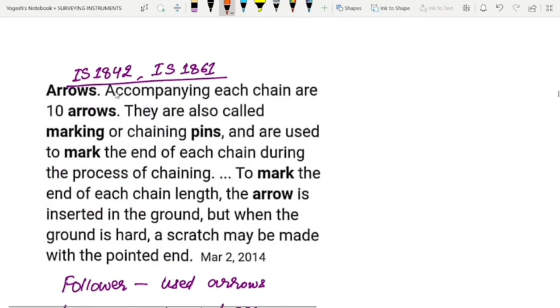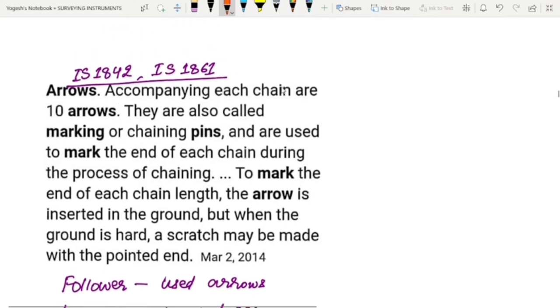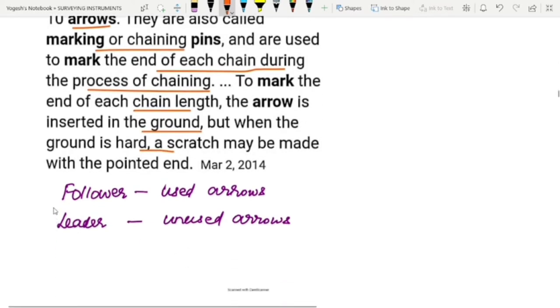According to IS code numbers 1842 and 1861, arrows are used for every chain length, and it is necessary for the supplier to supply 10 arrows with the chain. They are also called marking pins or chaining pins, and are used to mark the end of each chain length during the process of chaining. To mark the end of each chain length, an arrow is inserted in the ground, but when the ground is hard, a scratch may be made with the help of the pointed end.